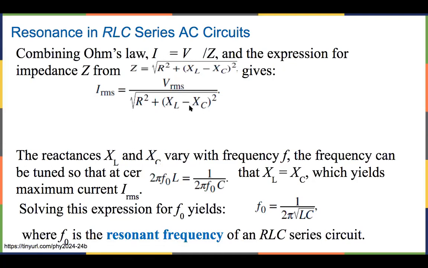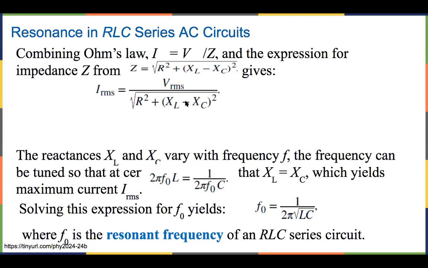So these two are changing. Because XL is proportional to frequency and XC is inversely proportional to frequency, you can actually tune the frequency to make XL equal to XC. That's possible. You simply set 2 pi F L equal to 1 over 2 pi F C. Given L and C, you can figure out the frequency needed to make this term vanish, so that XL minus XC goes to 0.